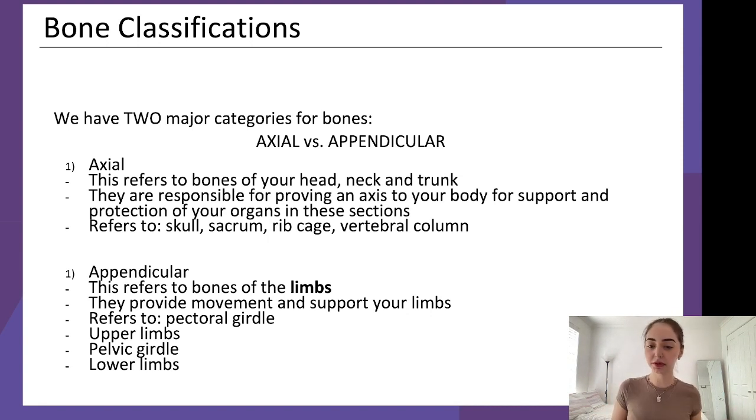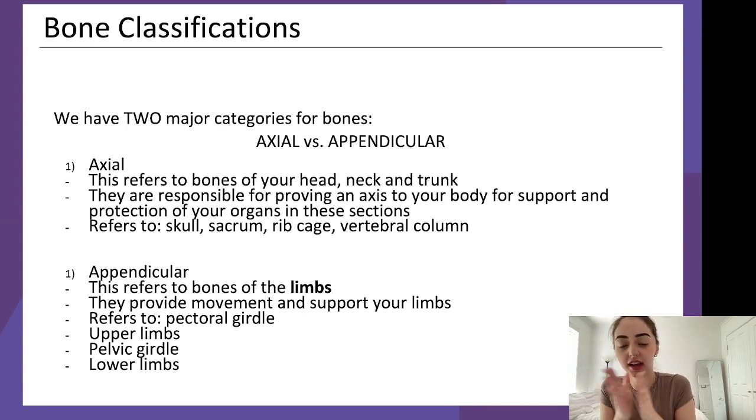They are not responsible for movement and support for your limbs. They're responsible for providing an axis to your body, for support and protection of your organs in these sections. So they allow us to stand upright and have structure when we move, and everything's not just flopping all over the place. Especially in the trunk region and in the cranium, it protects our brain and our other organs. So that's its other function.